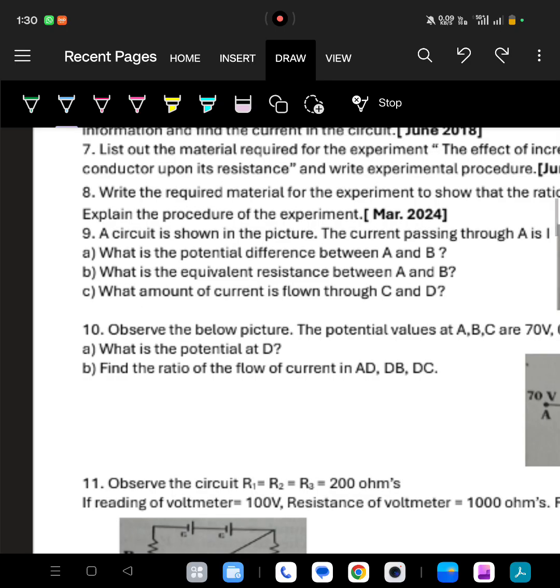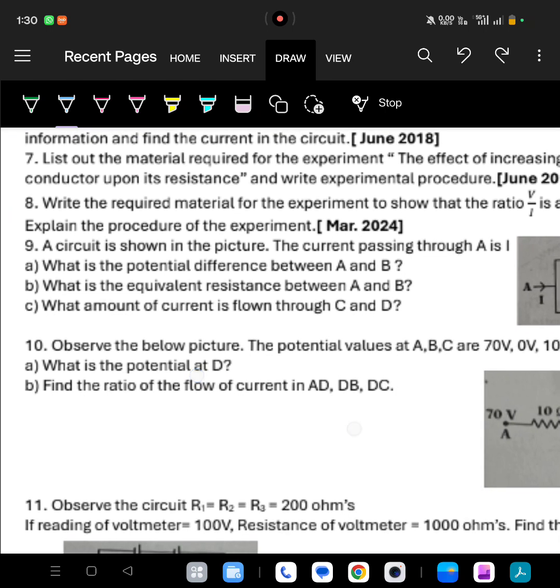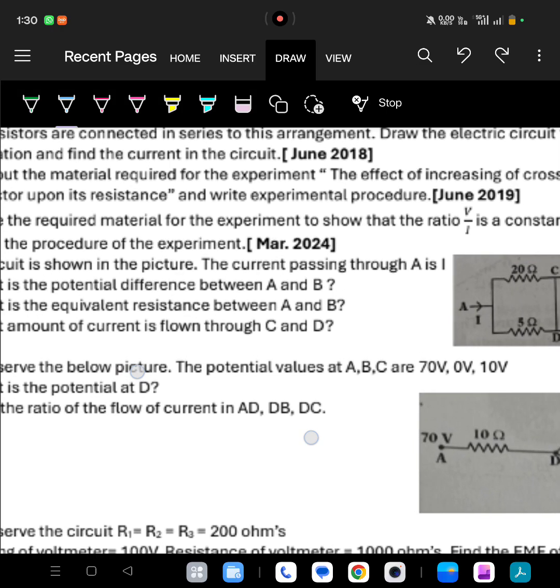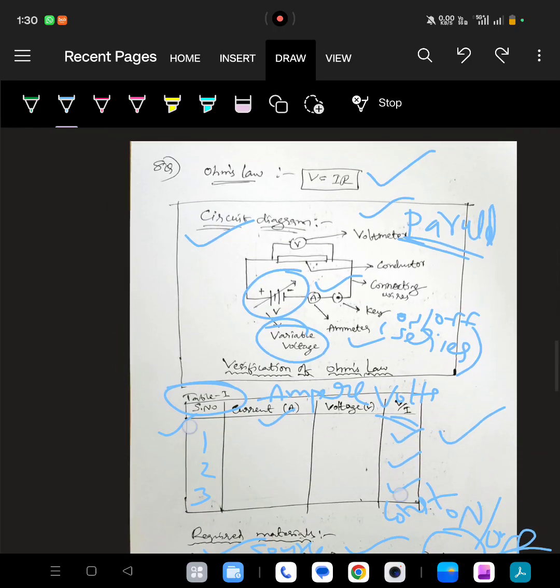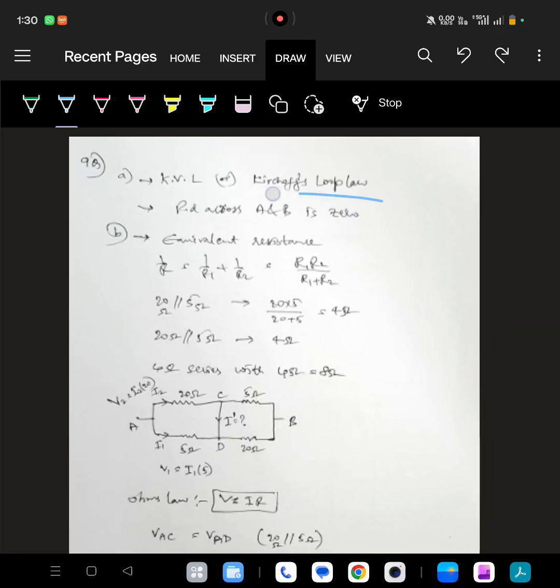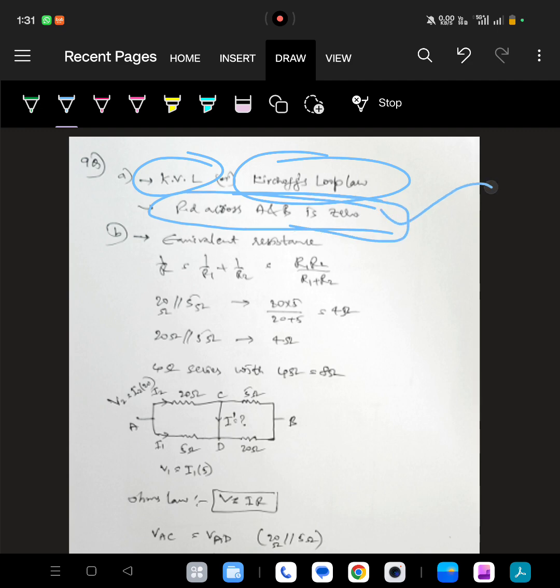Ninth question. A circuit is shown in the picture. The current passing through A is I. What is the potential difference between A and B? Here, first of all we have to mention KCL, KVL, Kirchhoff's voltage law, and write its definition. The algebraic sum of potential differences in a closed loop is always 0. So the potential difference between A and B is also 0.